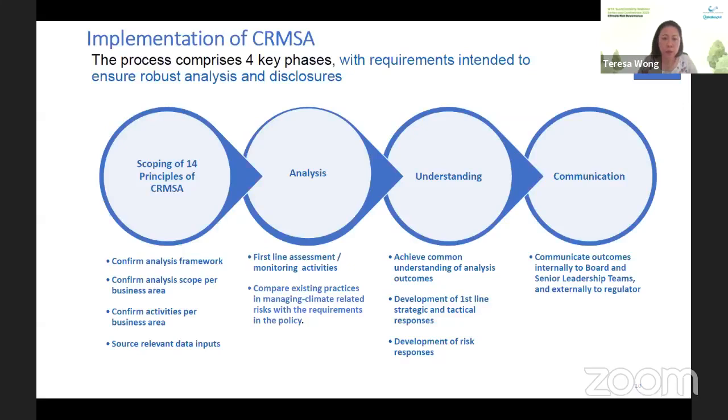Then the second phase would move on to the analysis, and this is the purview of the actuaries and the technical experts, who would assess and monitor the activities and compare them with the existing practices you already have to look at climate change. For instance, in the P&C segments, you have already looked at flood or maybe even landslides. You should consider them in your analysis in a proper order.